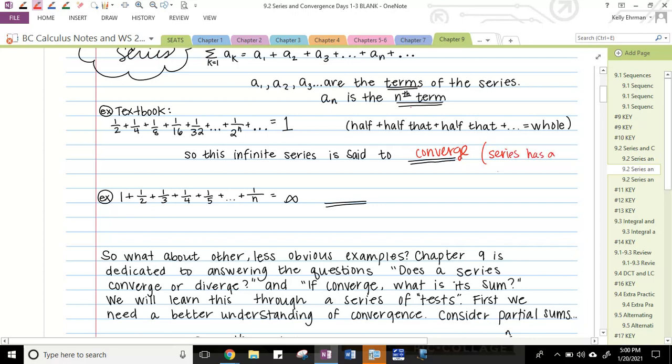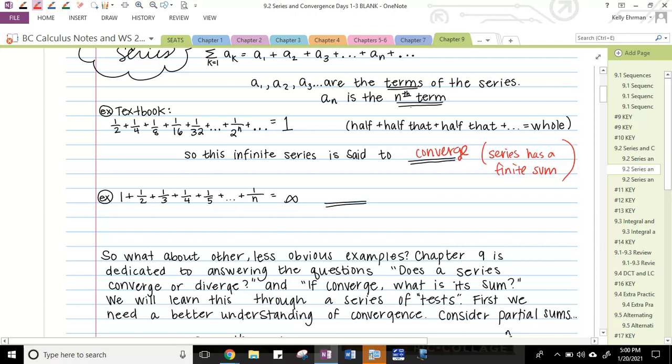has a finite sum. It's just like when we had infinite integrals and we had an area under an infinite curve. If that area converged, we're saying the same thing. The series has a finite sum.